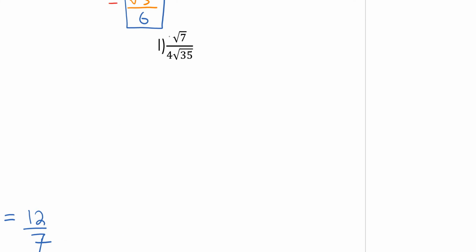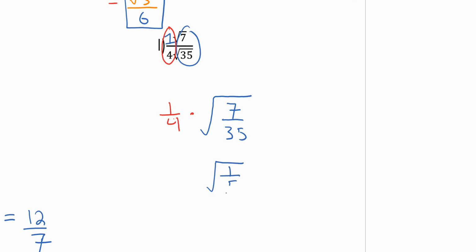For letter I, there's an invisible 1 here. So if I take a look at the outside numbers, that's 1 over 4 times, and then I have this root 7 over root 35. Let's write that as a bigger radical, so root of 7 divided by 35. And 7 over 35, if I reduce that into a fraction, I get 1 over 5. And then the 1 over 4 remains.